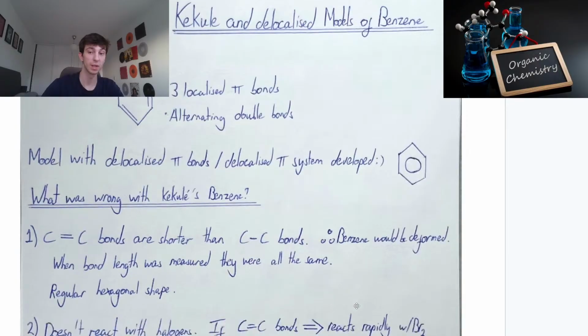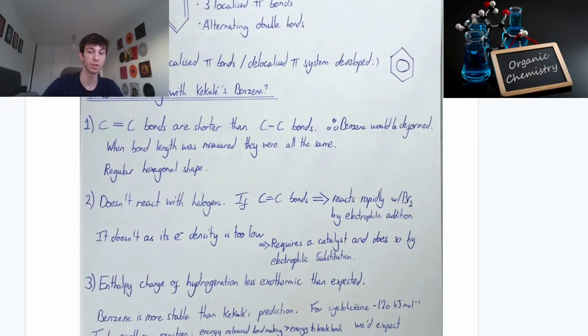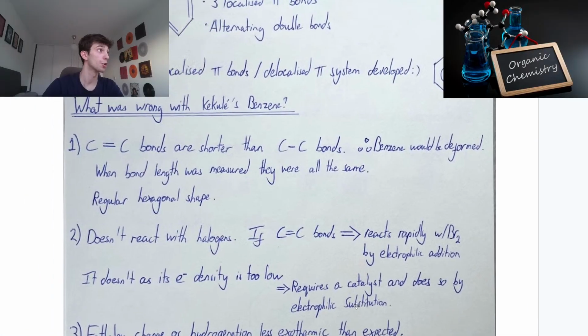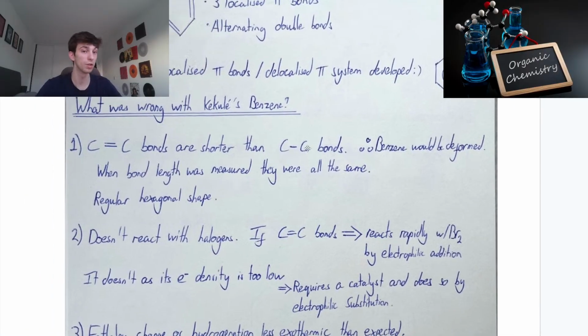So what is wrong with Kekulé's benzene? There are three things that are wrong with Kekulé's benzene. Three things, guys. So we have that carbon-carbon double bonds are shorter than carbon-carbon single bonds, but this would mean benzene would be deformed. This was not the case. When they measured the bond length, they were all the same bond length, with a regular hexagonal shape.